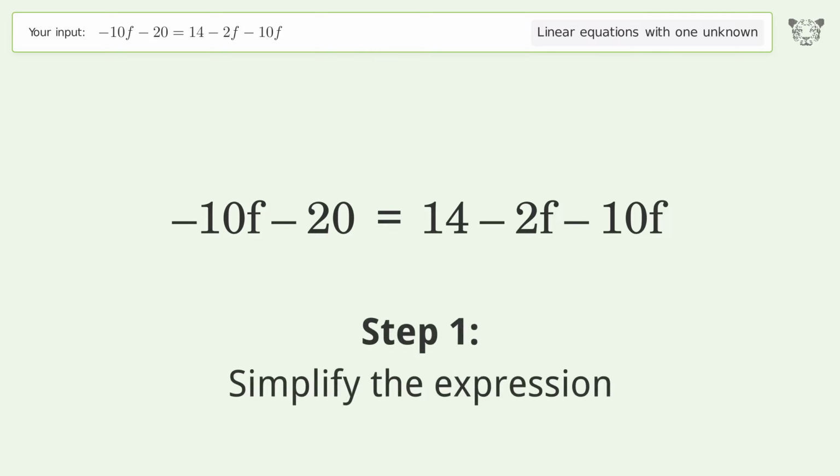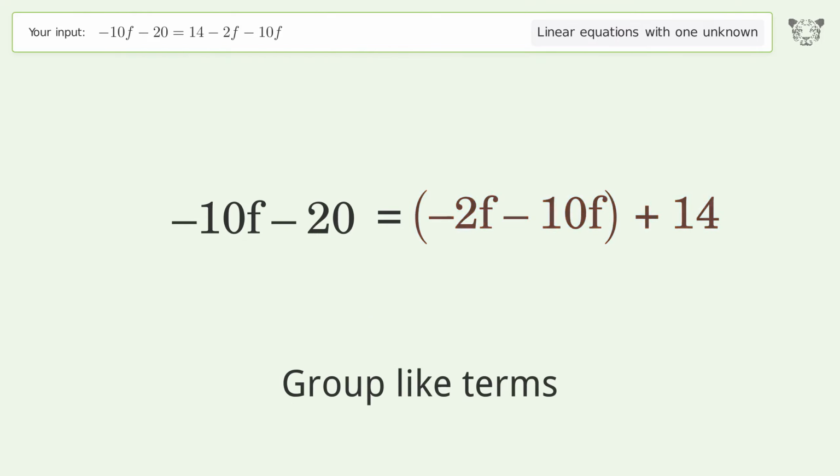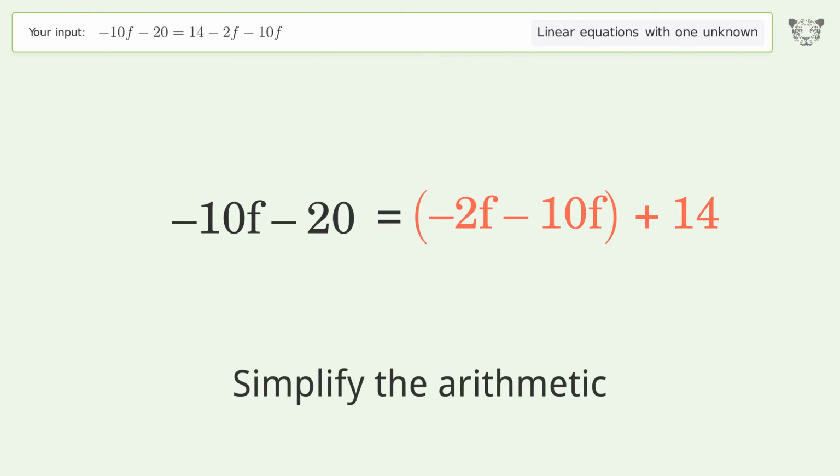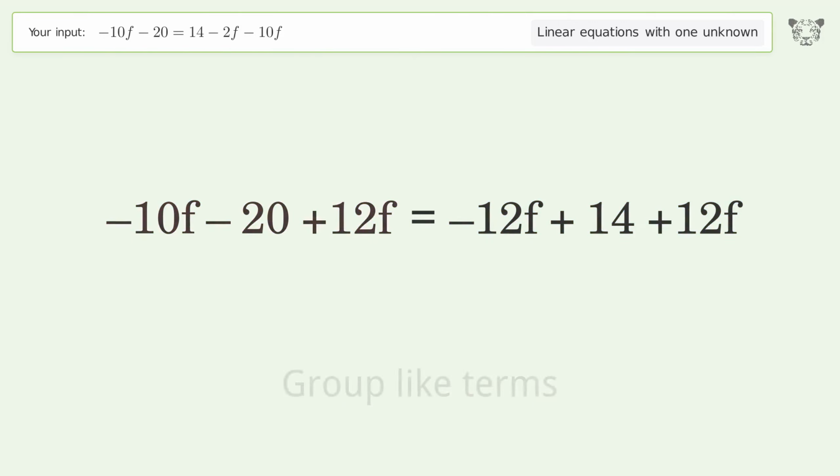Simplify the expression. Group like terms. Simplify the arithmetic. Group all f terms on the left side of the equation. Add 12f to both sides. Group like terms. Simplify the arithmetic.